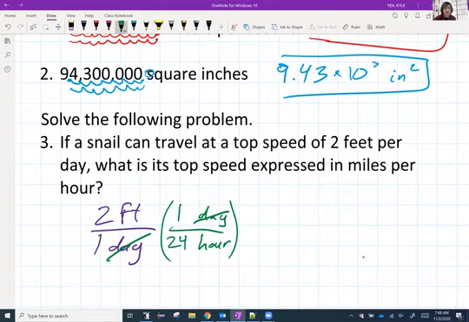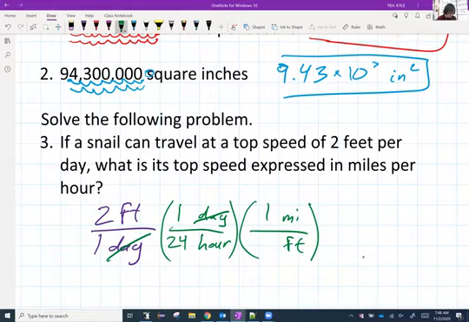Now we know that a snail can go 2 feet every 24 hours, which makes sense, which is exactly what we had. So 2 feet every 24 hours, but we didn't want feet per hour, we wanted miles per hour. So we have to multiply by something else that's going to convert the feet that we have. And I'm going to put the feet on bottom to cancel out with my purple feet on top, feet into miles. Now, how many feet are in 1 mile? 1 mile is equal to 5,280 feet.